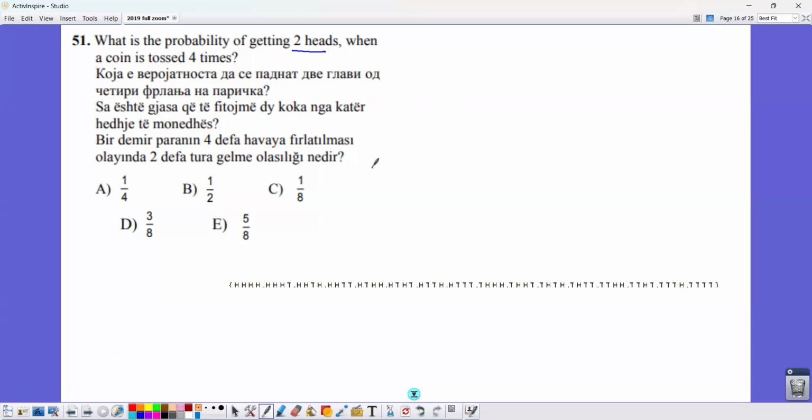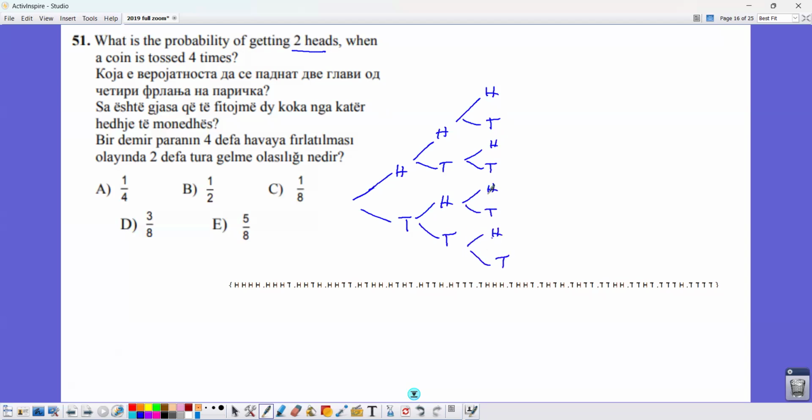How will we write those possible cases? When we are tossing a coin, we have 2 options, head or tail. So first, I tossed the first time, because it says 4 times. Head and tail, those are the possibilities. This is the first tossing. Then the second tossing, head or tail for each of them. Then the third one, head or tail for each of them.